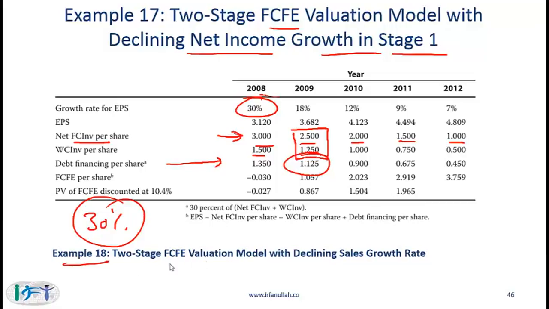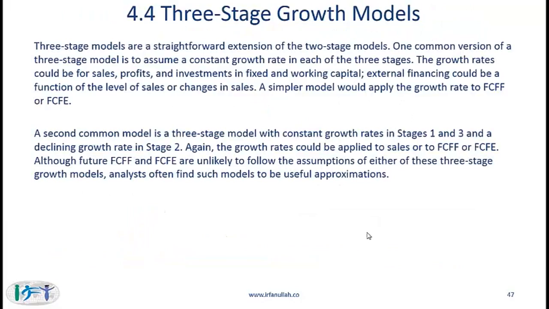Example 18 talks about two-stage FCFE valuation with declining sales growth rates. All these are fairly straightforward, just different ways of doing essentially the same thing. If you have time, you can go through that example.